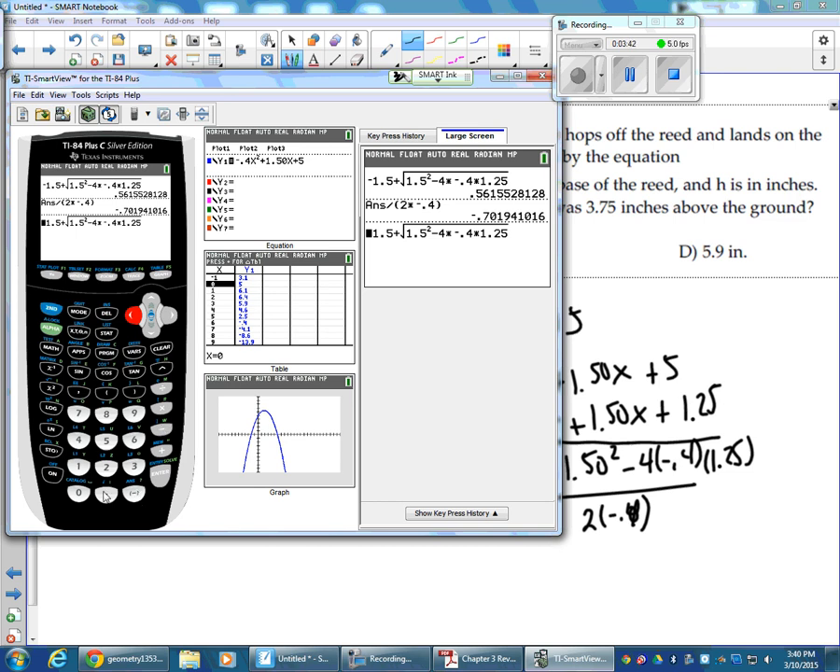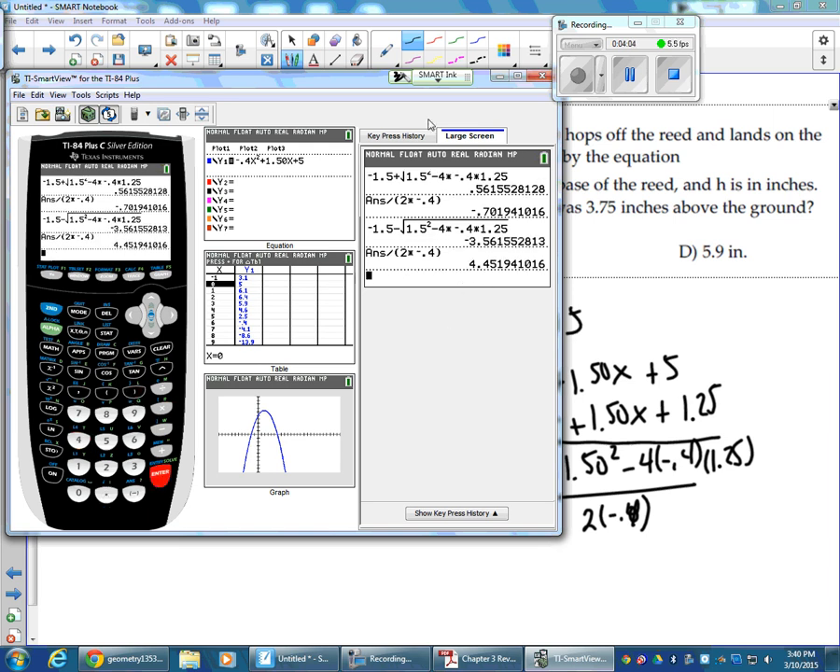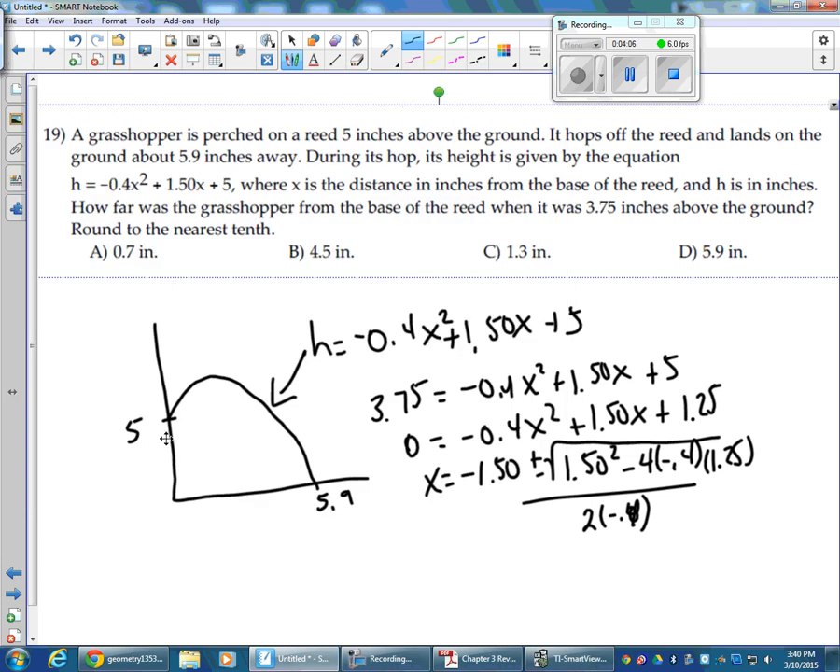Negative 1.5. I messed it up, try that again. Negative 1.5 minus the square root of all of that. Get that answer, divided by 2 times negative 0.4, and you get 4.45. So the two answers are negative 0.7 inches and positive 4.5 inches.